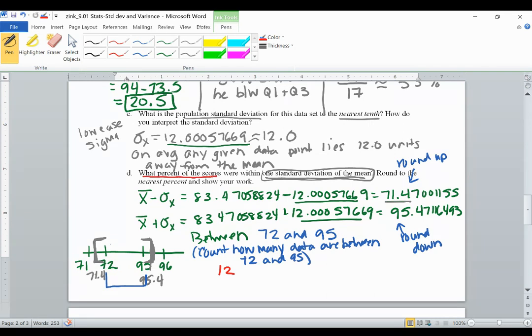This asks what percent of the scores are within one standard deviation. So 12 of the scores are within one standard deviation, but we have 17 of the scores. So in your calculator, do 12 over 17, multiply it by 100 to find your percentage. This says to round to the nearest percent. So 70.58 would give us approximately 71% of the data is within one standard deviation.